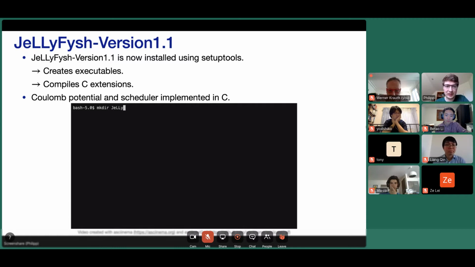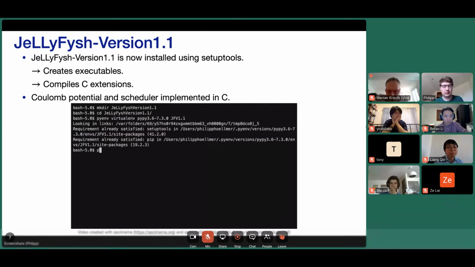So now it changes a bit in the beginning. I just created a fresh new directory where I want to work in. Then I create my virtual environment again. So this is again a freshly installed PyPy, without any packages. This always takes a bit. So now I activate it.